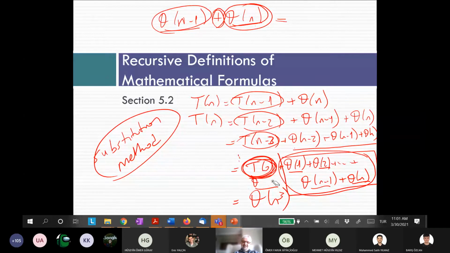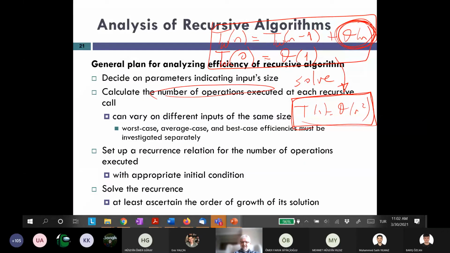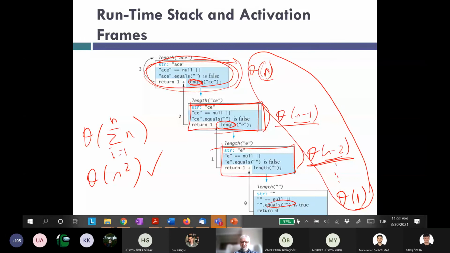If T0 is, we say that it is constant time, that makes n squared. If it is linear time, it's still n squared. If it is quadratic time, still n squared, but if it is more than quadratic, then the overall running time will not be quadratic time anymore. So it makes a difference. But usually, when you come to the base case, the base case problem is a very small problem, and it can usually be solved in constant time.